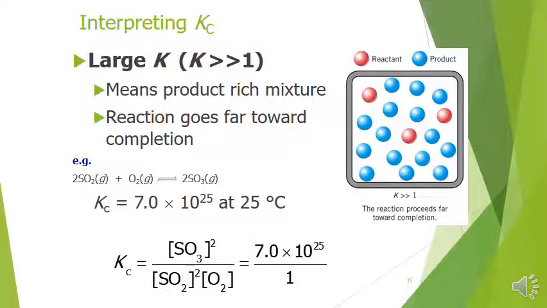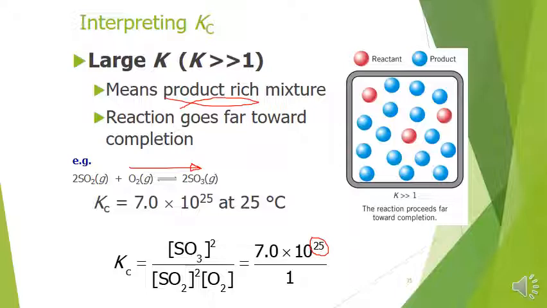All right, so let's go back and try to understand more about physically what K represents. If K is very, very large, so if your exponent is greater than 1, that means there's going to be a lot of product, and we say it's rich in product. That means the reaction is going to move from left to right. That's what it's going to favor. It's going to favor making product.